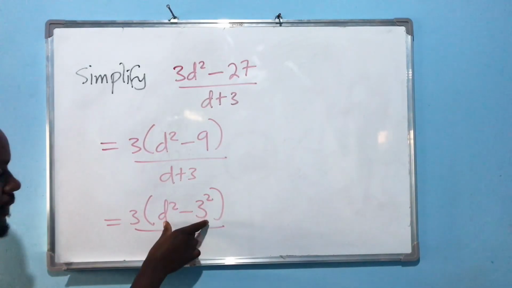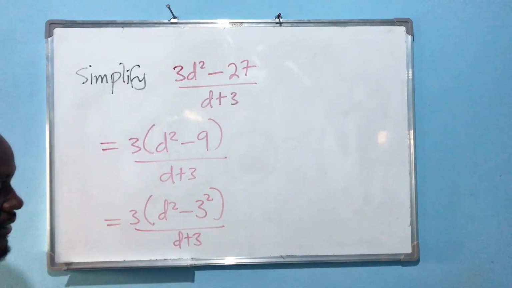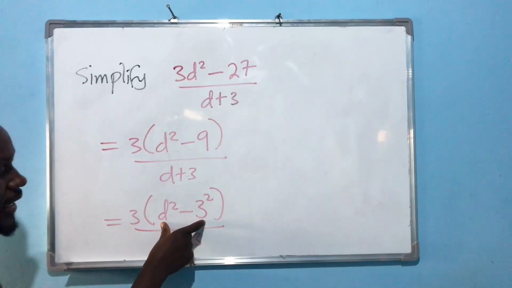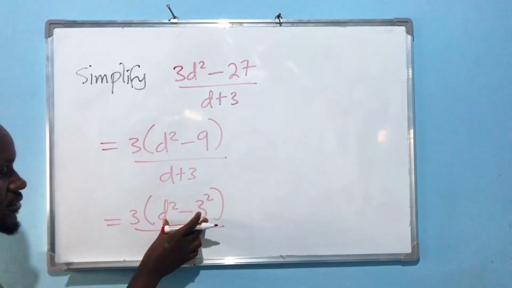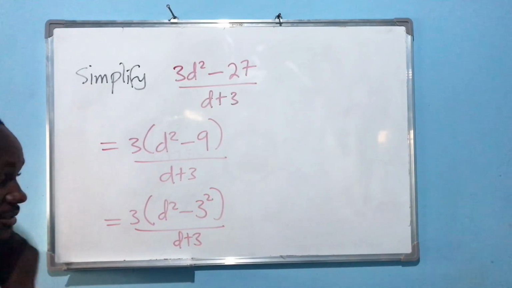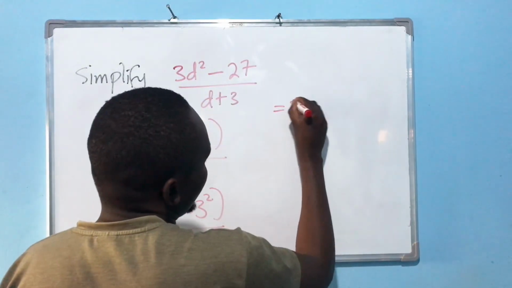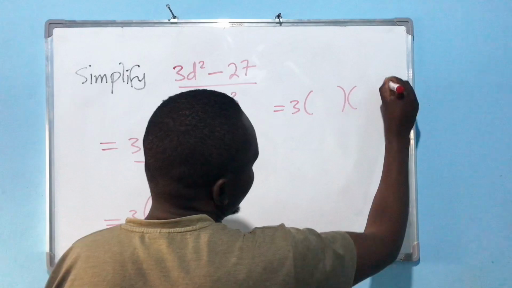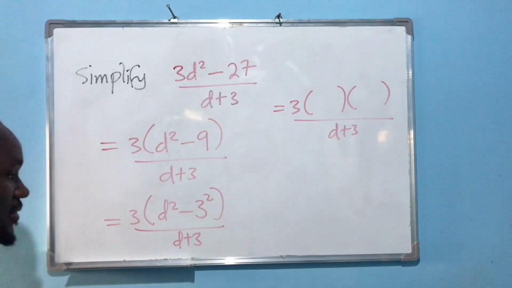Now at this stage, if you have a variable that is squared and a number that is squared, with a minus symbol in between, we call this the difference of two squares. This is very easy to factorize. You don't even need to think about it. So we write our 3, this 3 that is here, then open brackets, we'll write two brackets, over d + 3. That's what we're going to have.